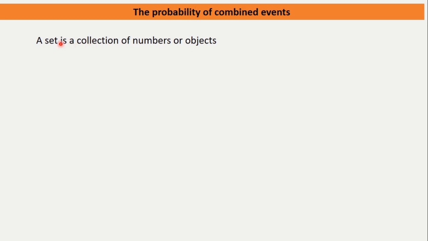Before we start our lesson, we need to remember some important points about sets. A set is a well-defined collection of objects or numbers. If it has no elements, we call it an empty set. Let's write down the elements of these sets.